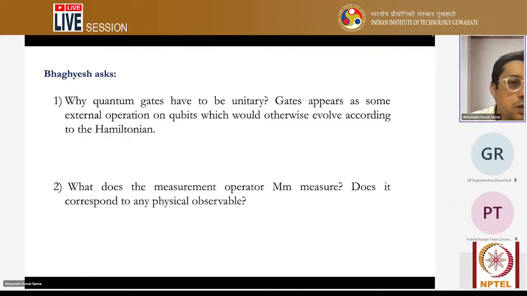The first two questions were asked by Bhagyesh. He asked why quantum gates have to be unitary. Gates appear as some external operation on qubits which otherwise evolve according to the Hamiltonian. And his second question was, what does the measurement operator measure? Does it correspond to any physical observable?